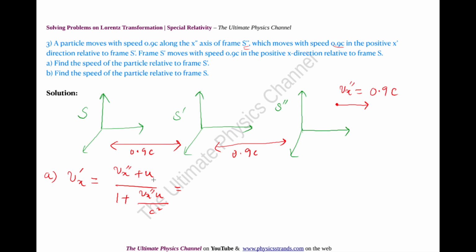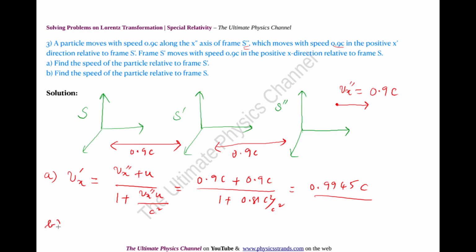So it is Vx double prime plus u. Vx double prime is 0.9 c, and u is again 0.9 c here, so 0.9 c plus 0.9 c over 1 plus 0.9 into 0.9, that is 0.81 c squared over c squared. So again it is 0.9945, something similar to the value we obtained in the previous problem. So we can directly write that. The first part is done.